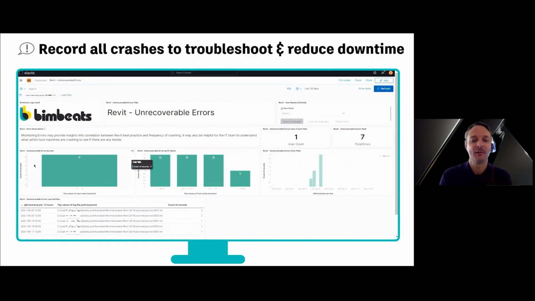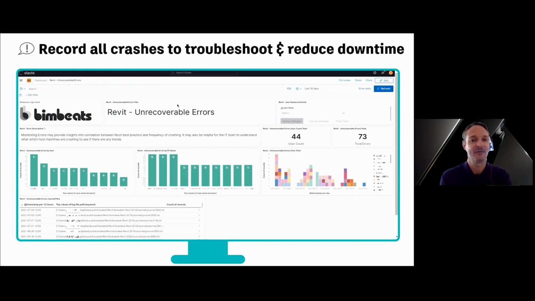And generally that would be the people that screamed the loudest, the people that were whinging the most would be the people that would put in a ticket. Whereas BIMbeats wasn't biased to the loudest person. BIMbeats was just extracting that information and being able to record exactly how many crashes were happening.